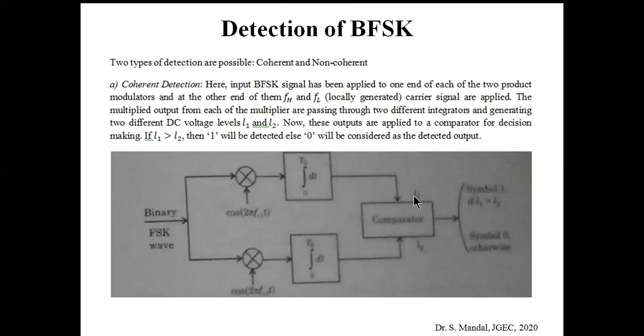After that, these two voltage levels L1 and L2 go to a comparator for decision making. If L1 is greater than L2, then obviously symbol 1 will be considered, and if L1 is less than L2, then we will consider the input as 0. So this is the coherent detection, where we use locally generated high frequency and low frequency carriers for the detection purpose. That's why we call it coherent detection or synchronous detection.